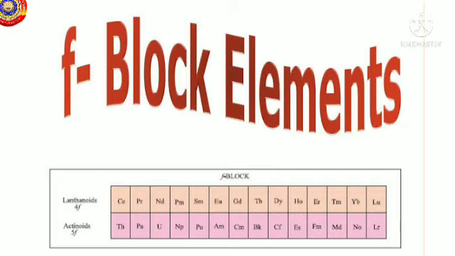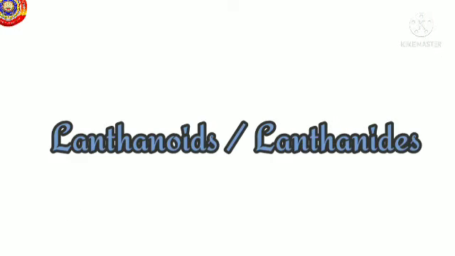The F block elements are further divided into two categories. The first category is the Lanthanide series and the next category is the Actinide series. Now let's learn about the Lanthanide series.